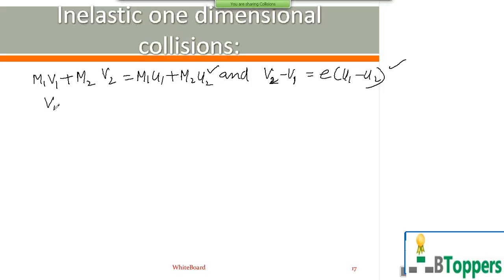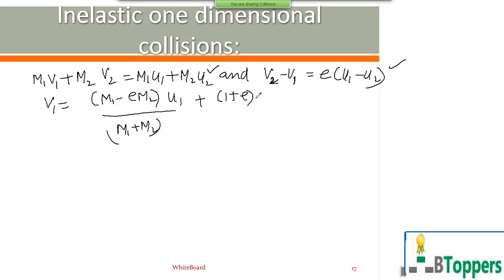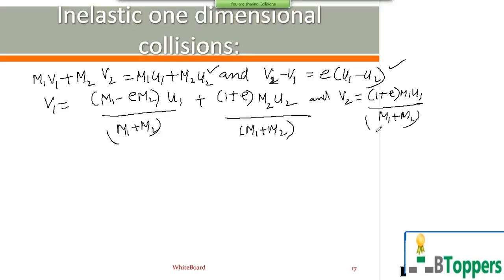If you solve these two equations for V1 and V2, you get V1 equal to m1 minus e m2 into u1 by m1 plus m2, plus 1 plus e into m2 u2 by m1 plus m2, and you get v2 equal to 1 plus e into m1 u1 by m1 plus m2, plus m2 minus e m1 into u2 by m1 plus m2.